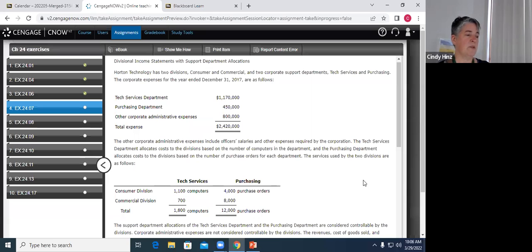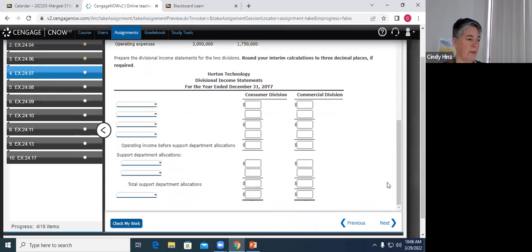Divisional income statements with support department allocations. And so this is what we're going to be doing. Looks very similar in format to what we just saw in the PowerPoint. So the top portion of this income statement, this is a profit center. We can tell it's a profit center, even though it doesn't say that, because it's an income statement for the division. It's going to include the controllable revenues and expenses.